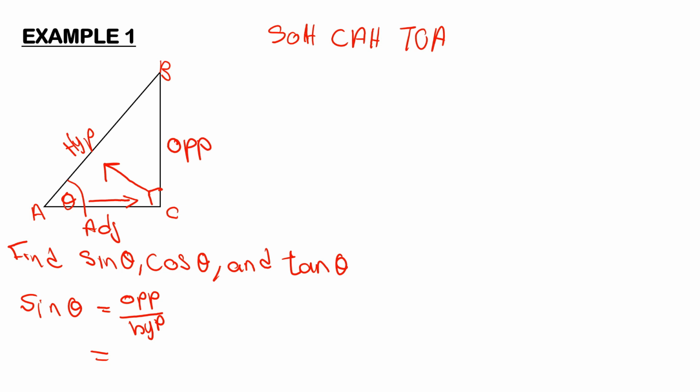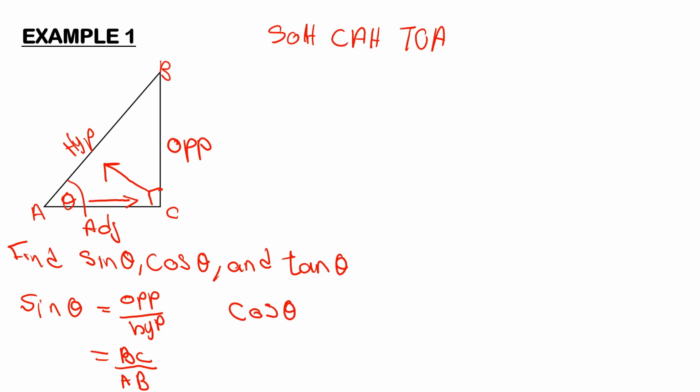So what is our opposite? We go and see where our opposite lies. We see our opposite lies between B and C. So our opposite is BC, and what is our hypotenuse? Because we already identified it, it is our AB. So we're going to write AB. Then just like that, we are done.